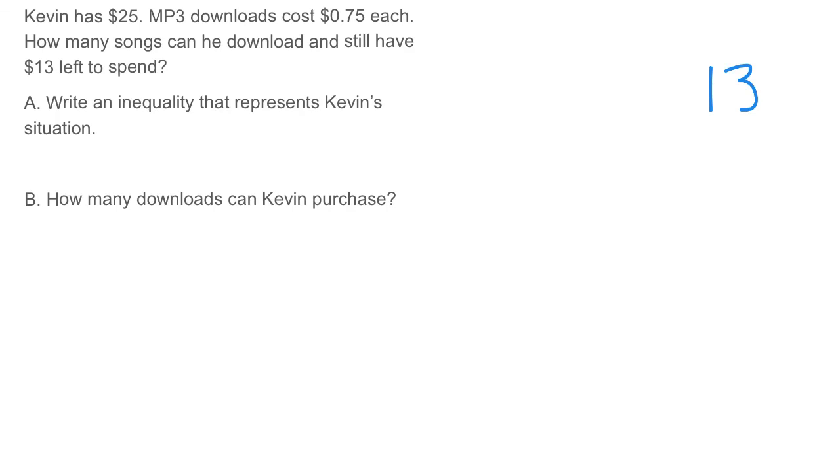Now the question is, what's on the other side? On the other side, you're going to have 25, and then you're going to have minus 0.75x. We have that set up because we start with the 25, we're taking away money, which is the song downloads, and then we need to result in $13. But then the question is, what inequality symbol goes in between? What's going to go in between is greater than or equal to.